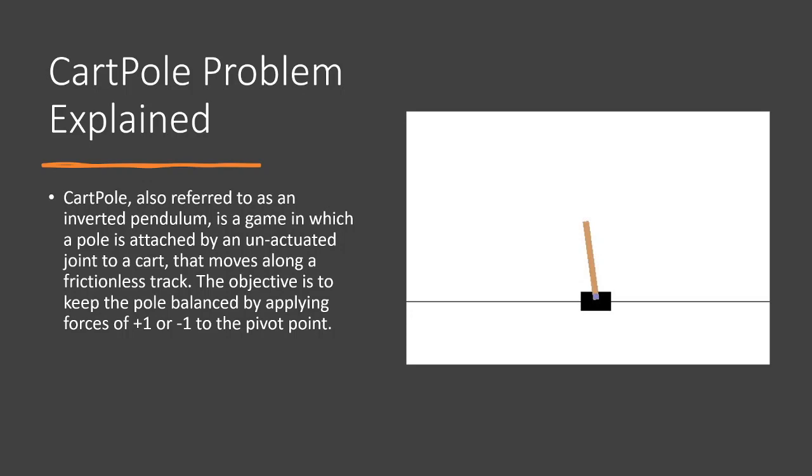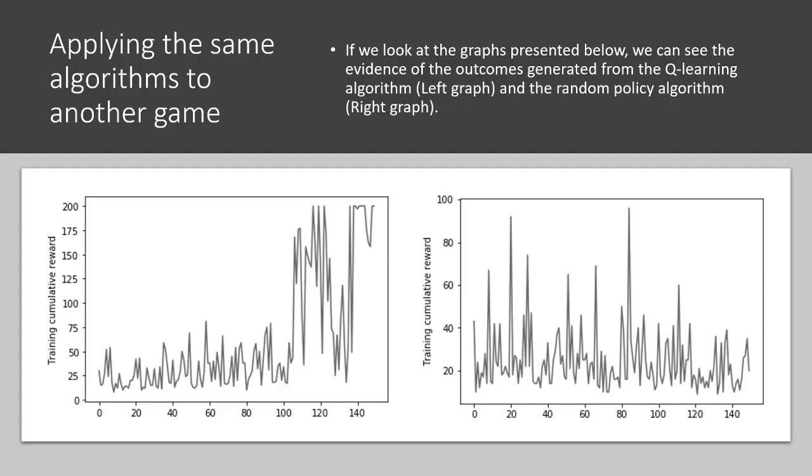If the cart moves any more than 2.4 units in either direction, then the game is considered to be lost, or if the pole falls more than 15 degrees downwards, the game is considered to be lost as well. So applying the same algorithms that I've just mentioned before to this game, we can see that the graphs represented below are representing evidence of the outcomes generated in a Q-learning algorithm. The left graph is the Q-learning one. So this is the graph that has the implemented Q-learning algorithm.